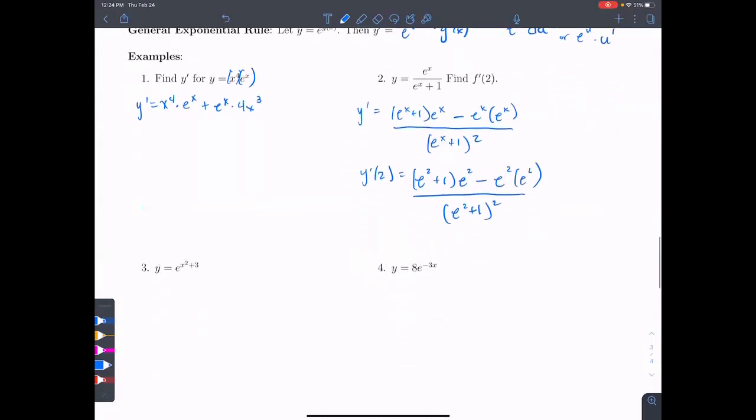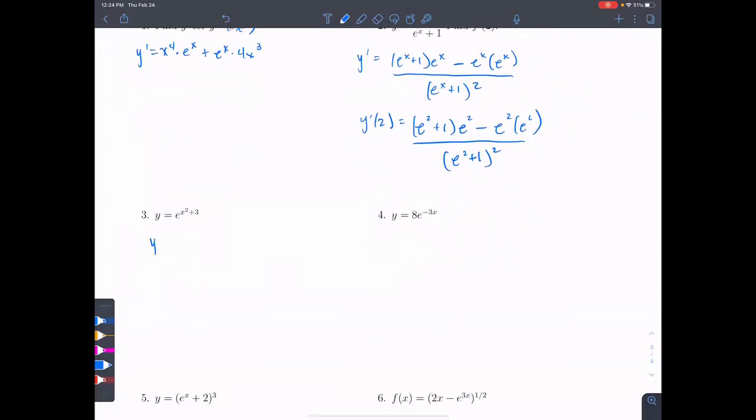Okay, so y prime here on number 3, this is some function u or g of x or whatever. So the derivative is e to the u and then times du or u prime, right? So e to the x squared plus 3 times 2x.